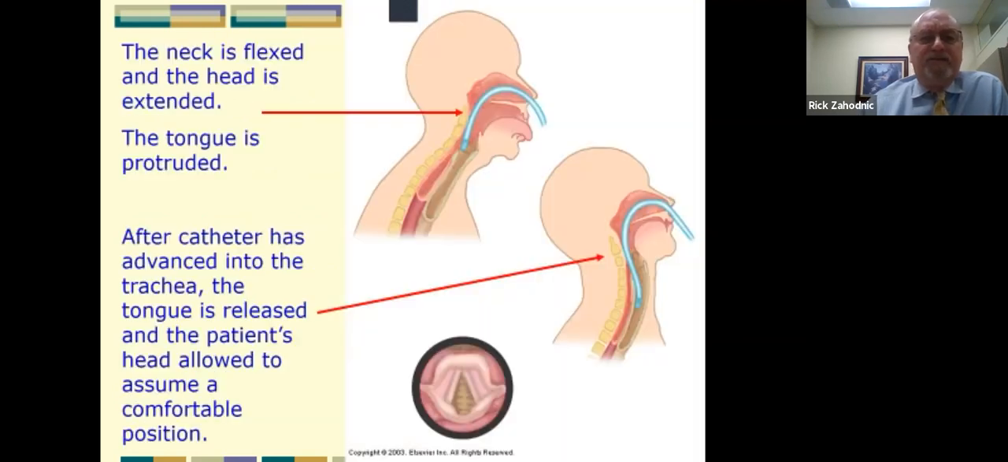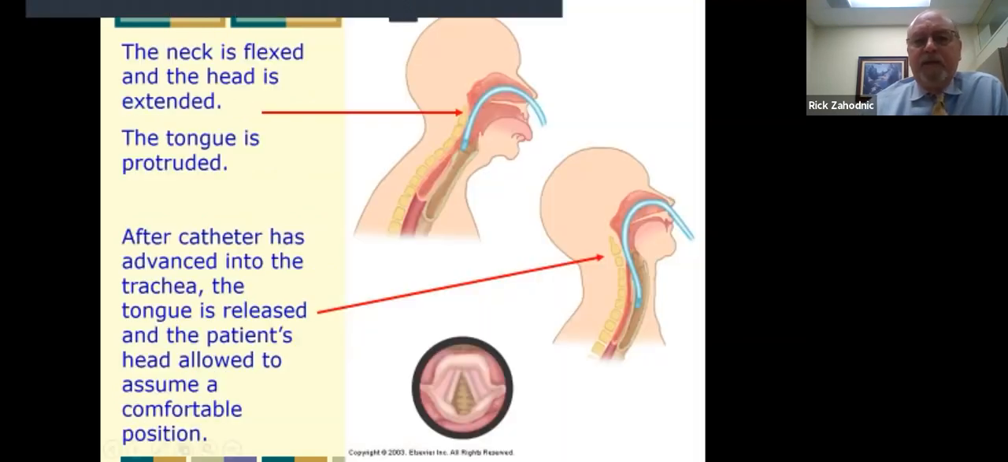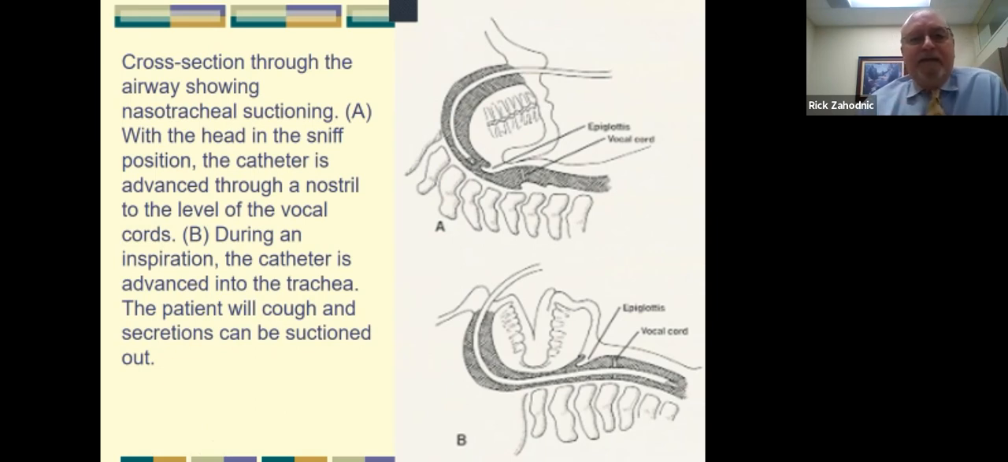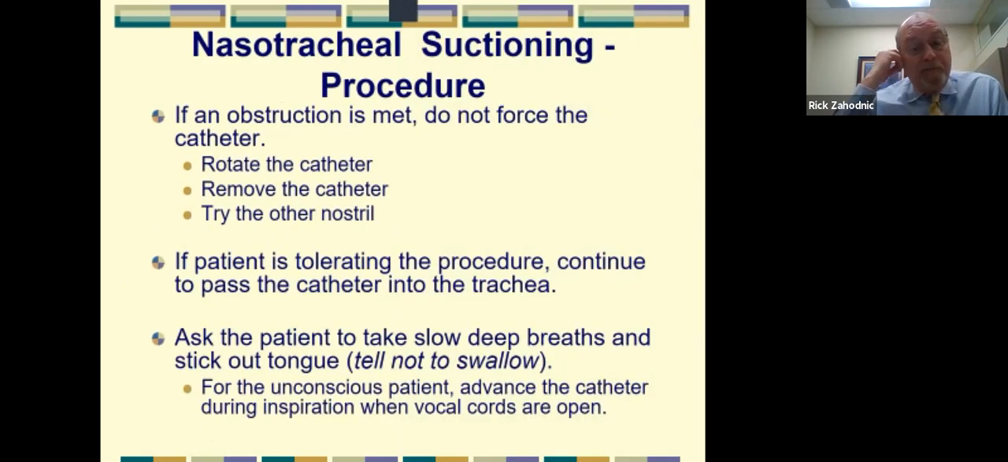What we're looking to attempt to do here is, because of that sniffing position, I have a better chance of that catheter actually going into the trachea. Once it passes through those vocal cords, the patient's going to be able to cough, and I can apply vacuum at that point in time. This is showing another picture as far as why proper positioning of the head is key. In the sniffing position, the catheter is advanced, and then on inspiration, you can actually move the catheter forward. If an obstruction is met, don't force the catheter. You can try rotating it or trying the other nostril.